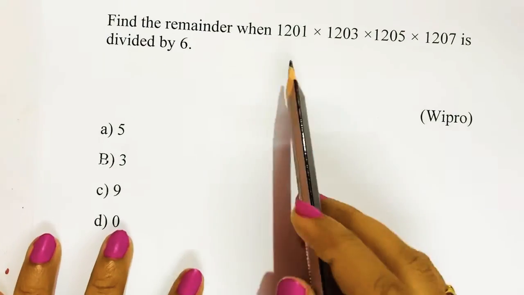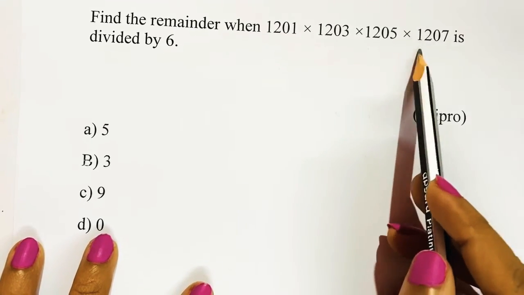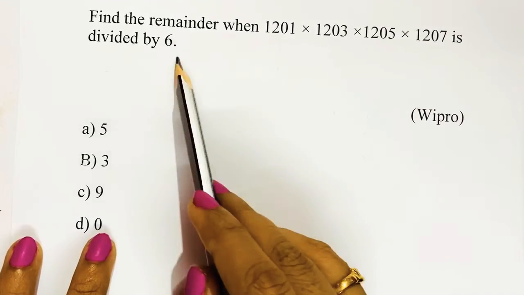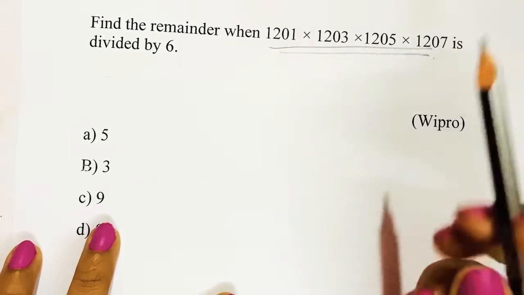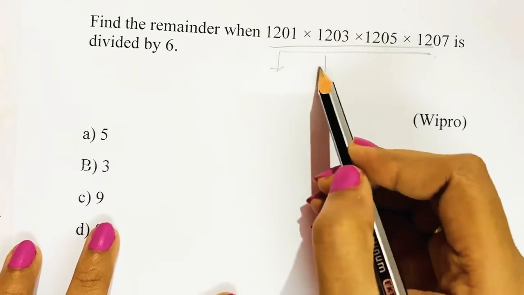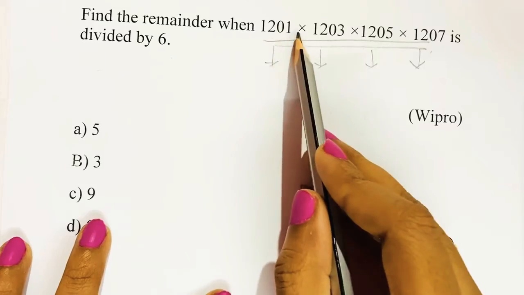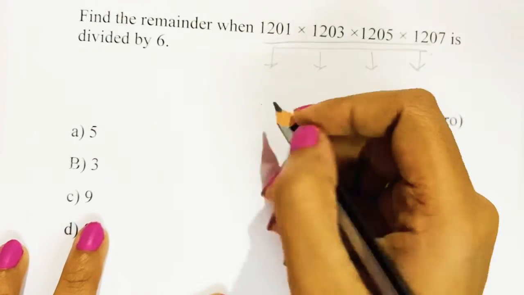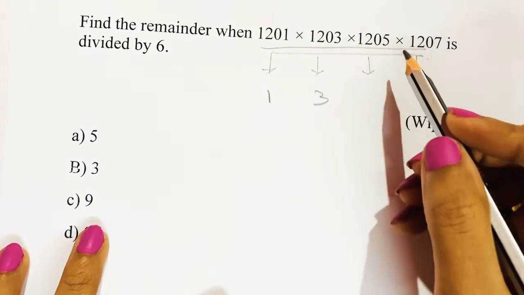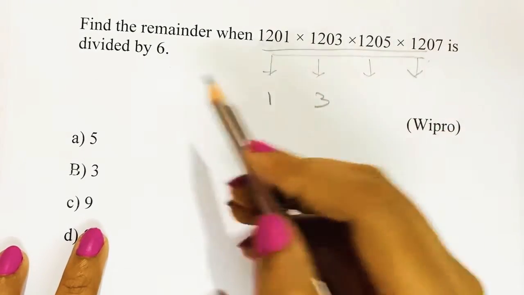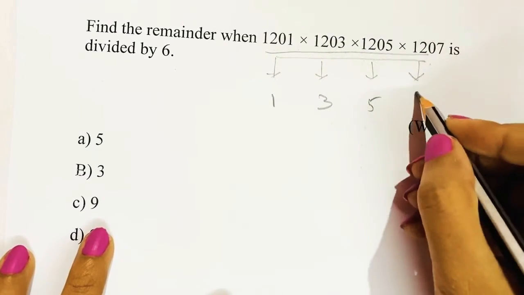Find the remainder when 1201 into 1203 into 1205 into 1207 is divided by 6. Instead of finding the remainder for the whole product, we can first find the remainders of the individual numbers. The remainder of 1201 when divided by 6 is 1. The remainder when 1203 is divided by 6 is 3. The remainder when 1205 is divided by 6 is 5. The remainder when 1207 is divided by 6 is 1.